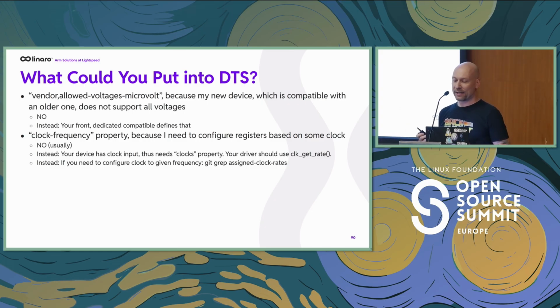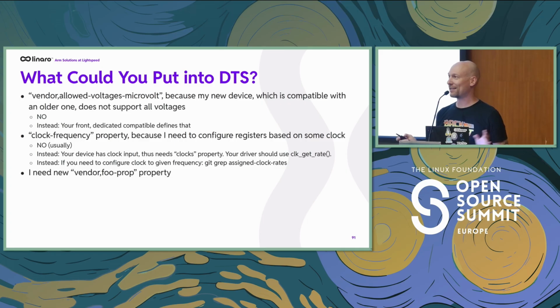However, maybe on the other hand, you need to set the frequency of some other clock, and for this we already have a property called assign clock rates. Therefore, usually the answer for the clock frequency property is that it is a legacy property, and there are other ways to do it. Therefore, you shouldn't use this one.